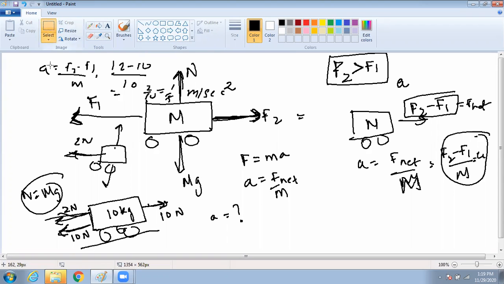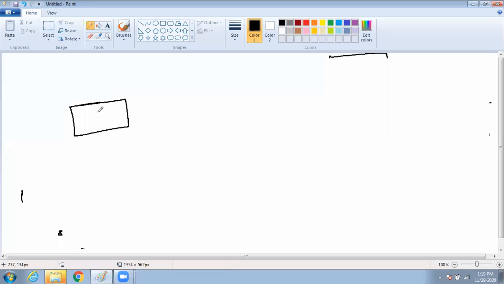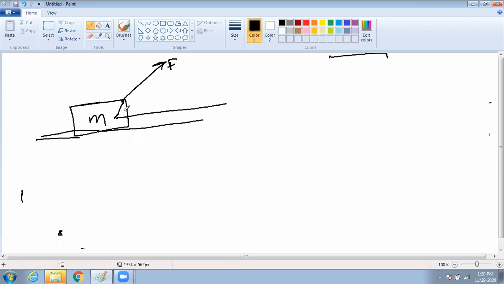Now, we will go to a scenario where force applied is not exactly in a horizontal way. Okay, then what will happen? Here you have mass, lying on a surface, force is being applied in this direction. That means there is an angle. So first always try to write down what are the forces. This is N, this is mg. You have to find the acceleration.